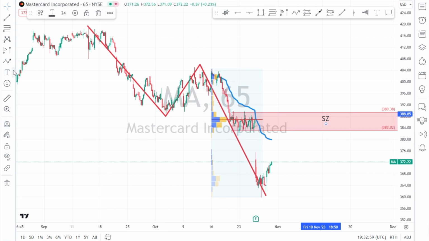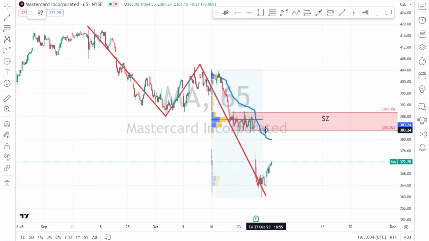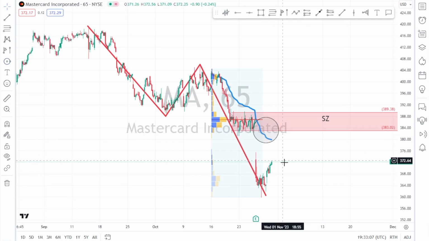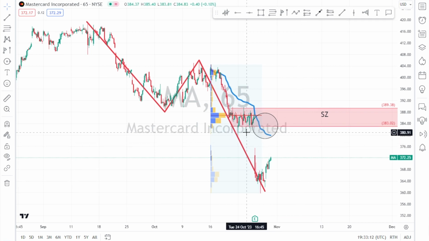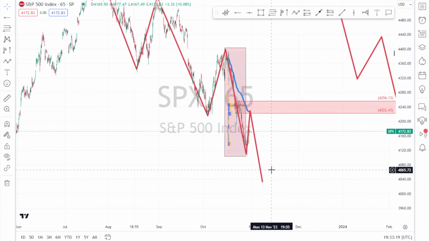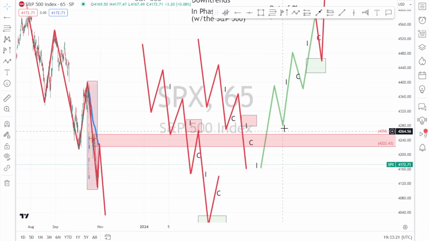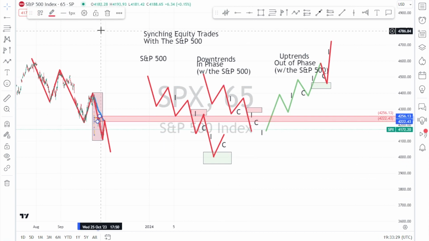And that's an example of an in-phase trade. Here's our area of interest right here. All right, we're looking for a reversal right in that area. All right, so this is an in-phase trade, syncing up with the S&P. All right, we pull this together a little bit, and you can see that right here. That's an example of an in-phase trade. Okay, so that's how you sync up with the S&P.